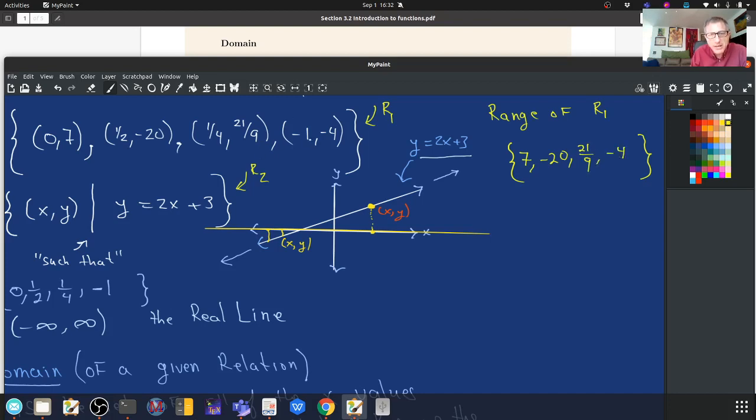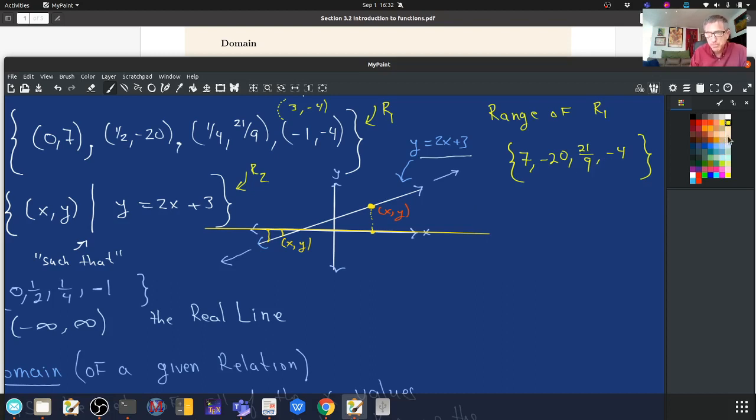Suppose I had another element, another ordered pair in R1, and let's just pretend it exists, and it's 3, minus 4. I already have minus 4 in the range of R1, so I would not write minus 4 again, because a set is made up by its elements, and to list an element twice is redundant. It doesn't change the set, so you wouldn't want to list it twice.